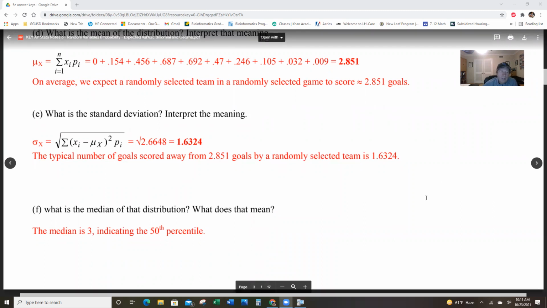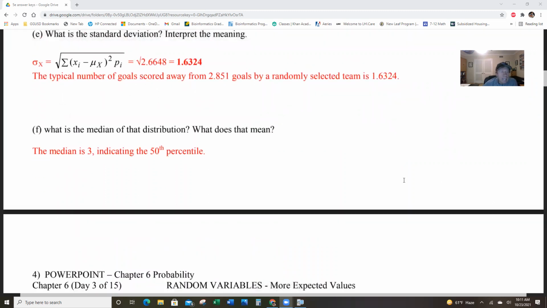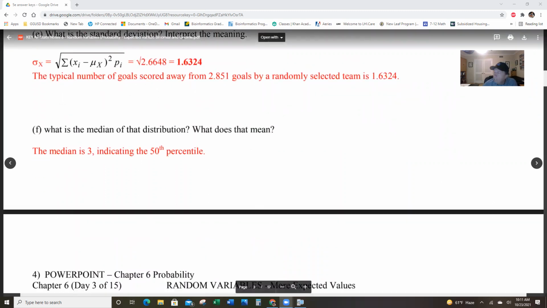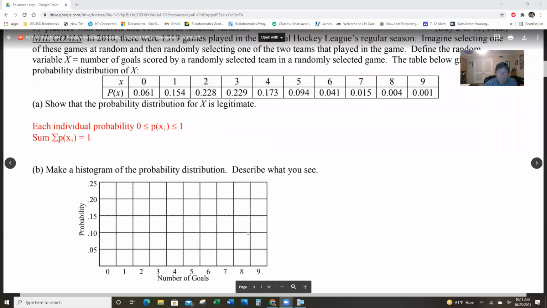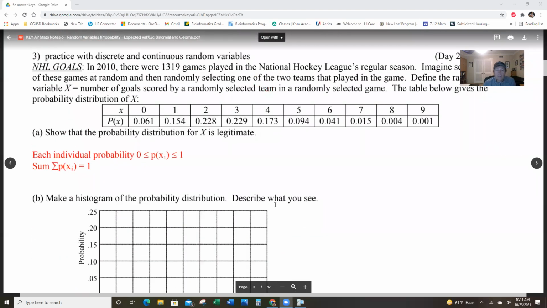Okay. Now, I really like F. What's the median? What does it mean? I've seen this question, what's the median of the distribution? It's really easy to do, but if you're not trained on it, you won't pick it up. So what's the median of this? What you're going to do is go to the distribution and keep adding these numbers until you cross the 50% mark.